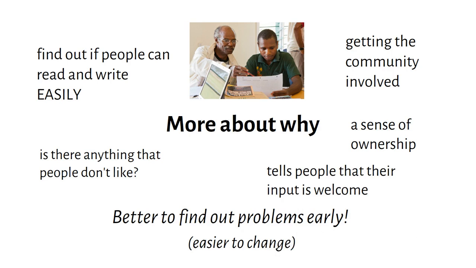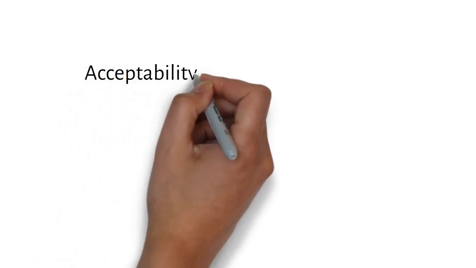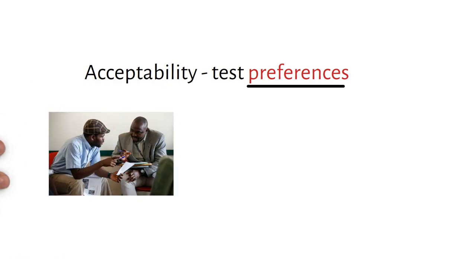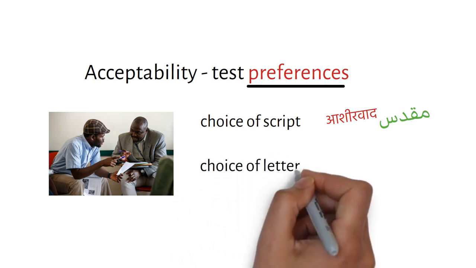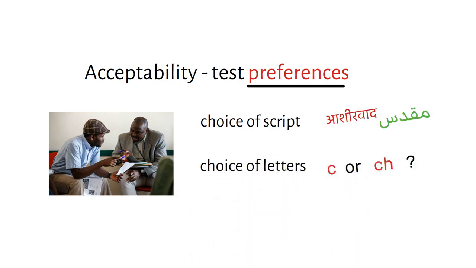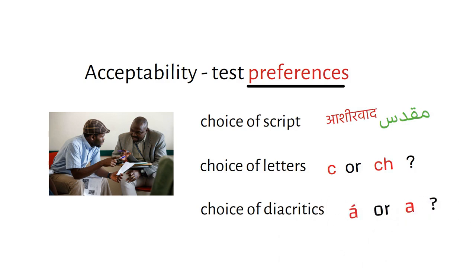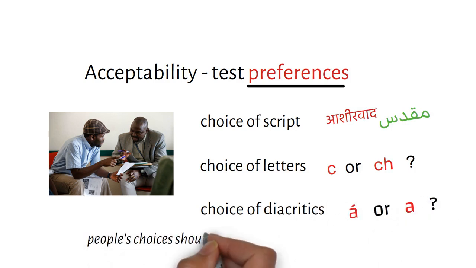Okay, I see that testing is a good idea. Can you give me more details? What exactly are we trying to find out? For acceptability, we want to test people's preferences, what they like better. This can be a choice of script, a choice of one letter over another, a choice of whether to use diacritics, and many other choices. Ideally, people's choices should not harm usability.